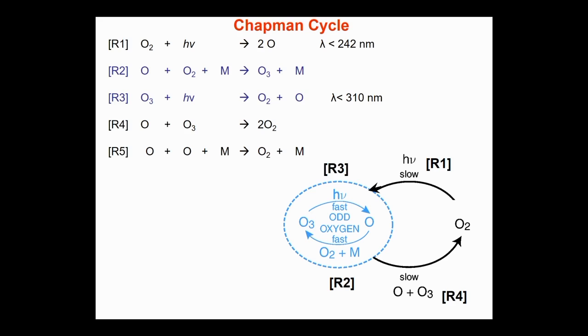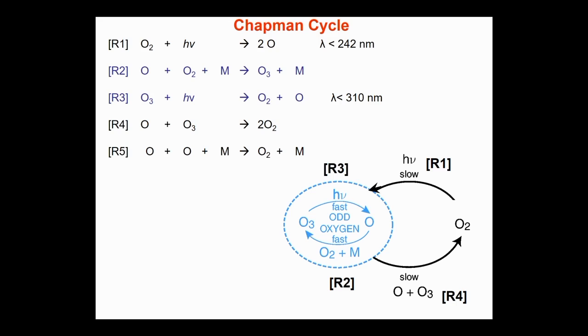The maximum rate at which we get conversion between reactions 2 and 3 and back again is here. We're generating that heat most efficiently at that altitude. As soon as we start getting below that altitude, reaction 4, we've now got lots of ozone. We've now got lots of oxygen. So we're now creating a destruction of these radicals. We're making molecular oxygen.